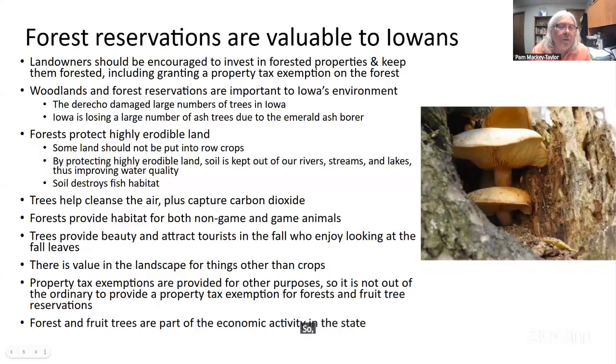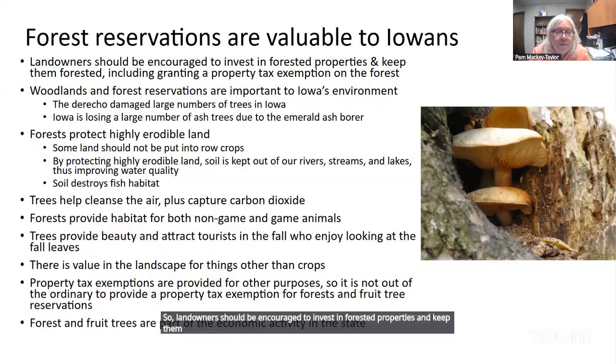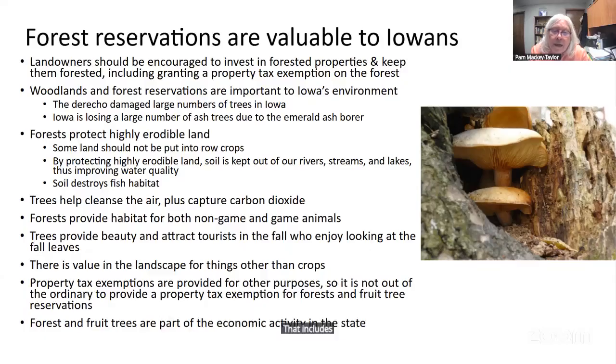So landowners should be encouraged to invest in forested properties and keep them forested. And that includes granting a property tax exemption on the forest. Woodlands and forest reservations are important to Iowa's environment. And we suffered in the last few years two serious situations that have reduced our forest canopy.